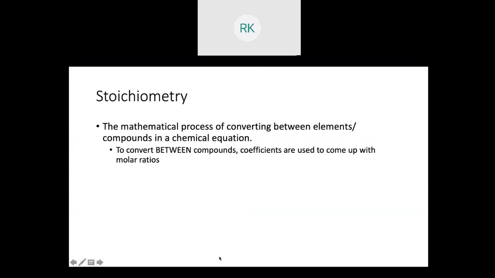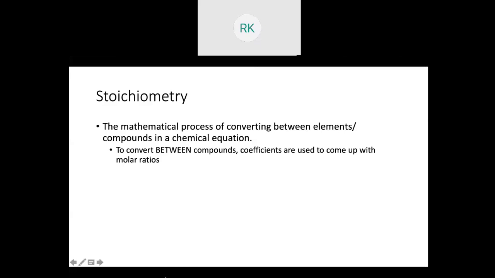Okay. And if anybody has any questions, feel free to keep asking. So stoichiometry, again, it's kind of hard to verbally describe, but basically it's the mathematical process of converting between elements and compounds in a chemical equation. I'm sure you guys are all pretty familiar with this, either from high school or at least this week. Basically all it says is you're going to be converting between compounds in a chemical equation.